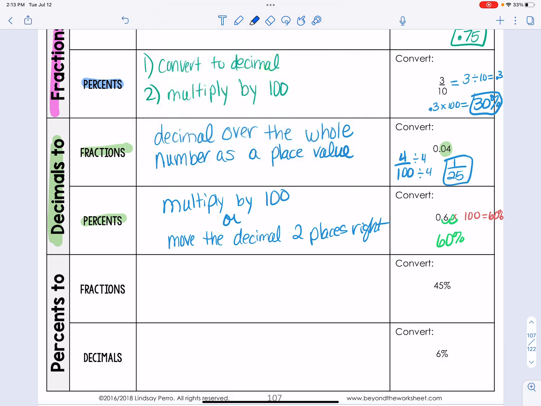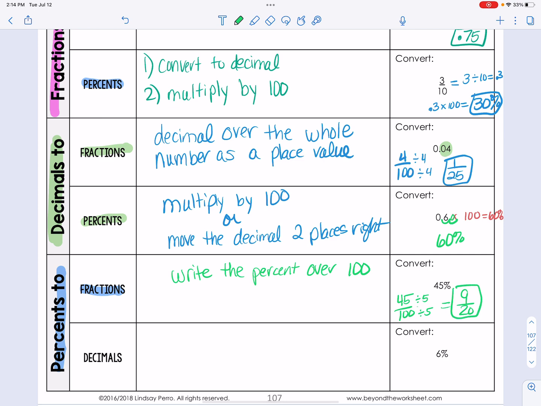Okay, and so then this last one is percents to fractions. So a percent to a fraction is, you know, it's out of 100, so you're going to write the percent over 100 and then simplify. So this would be 45 over 100. I can divide them both by 5, and so my answer is 9/20.